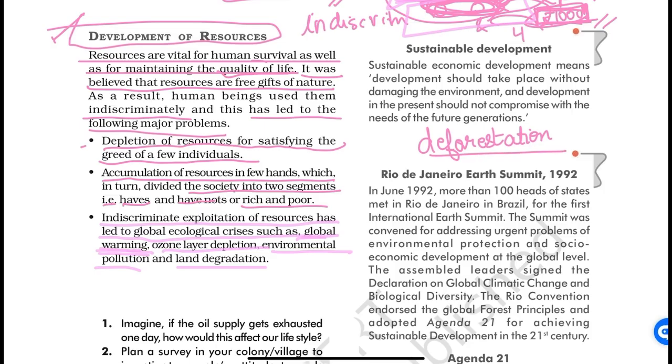Main reason is deforestation. Why? Because the trees capture CO2. If trees are cut, trees are diminished. So CO2 is not trapped. It's in the environment. It rises, and so global warming occurs.